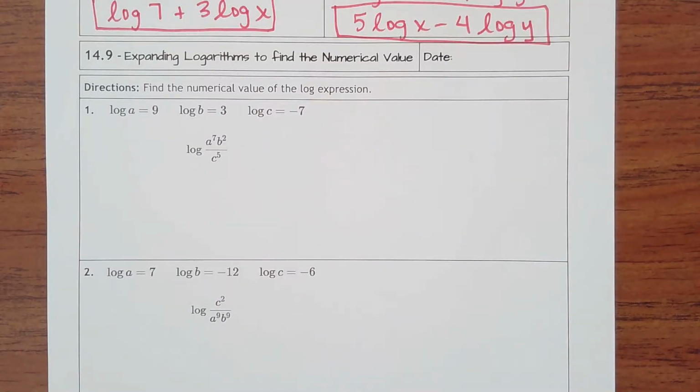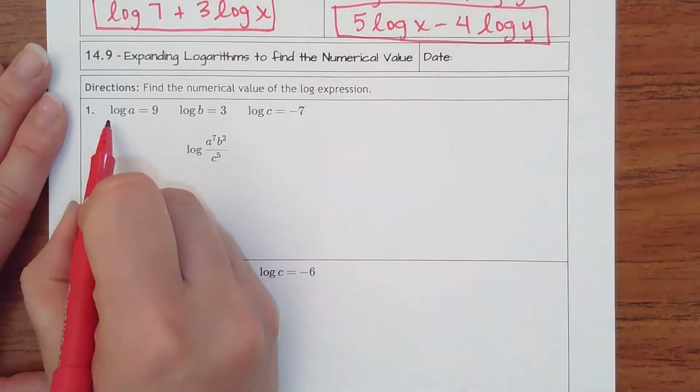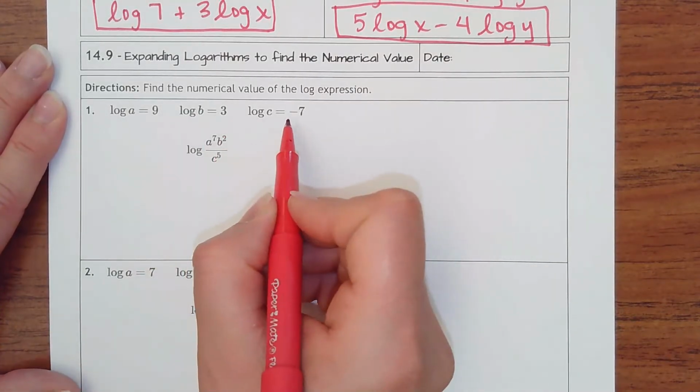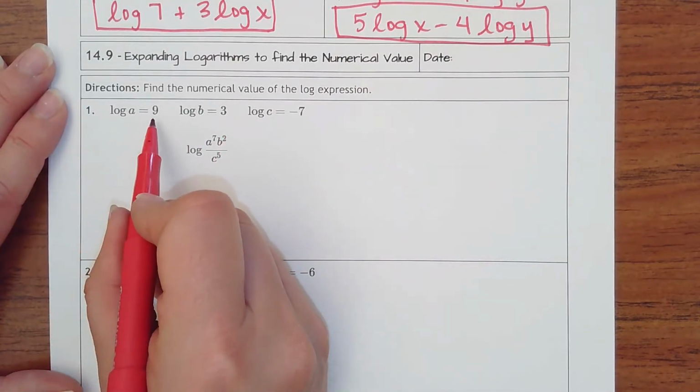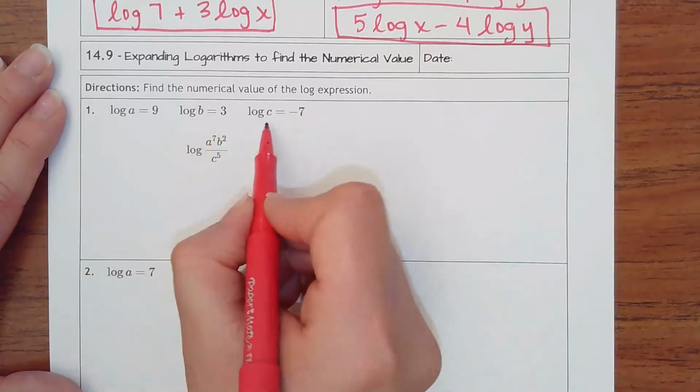Lesson 14.9 is going to be expanding logs to find an actual numerical value. I kind of like this section because it builds on what we just did, but takes it a step further to actually get a single number as your final answer. They're going to tell us what these logs equal. Log of A, when I see that, I'm going to replace it with 9. Log of B is going to be 3, and log of C is going to be -7.